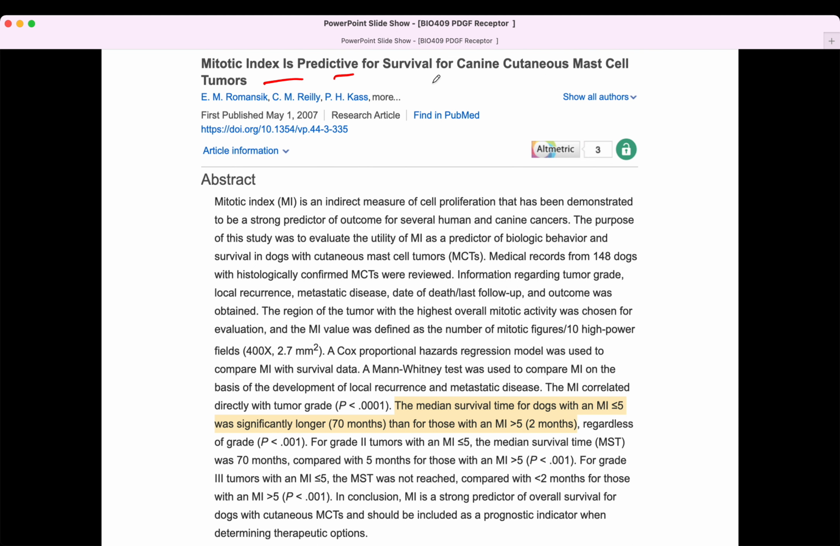So here's just an example of the mitotic index. The mitotic index is predictive for survival in dog, so pet dog, cutaneous mast cell tumors, like that. And so they're just saying, we measure the mitotic index, and they've been doing it for many, many years, certainly, I don't know, like 100 years, because they can see it under a microscope. It's a pretty simple assay. And so they're measuring it in a certain type of dog cancer, and here's what I highlighted. It said the median survival time for dogs with a mitotic index less than 5% was significantly longer than for those with a mitotic index above 5%.